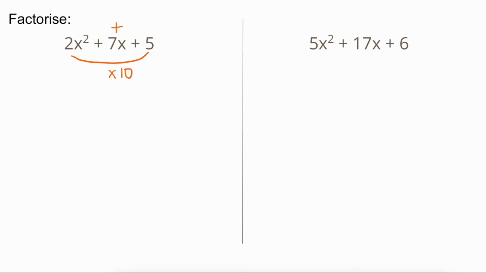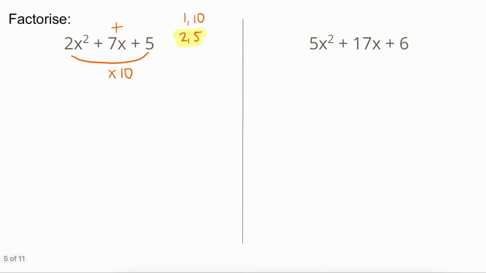So let's think of what those numbers could be. What multiplies to make 10? So we've got 1 and 10, 2 times 5, and then 5 times 2, 10 times 1. So what adds to make 7? It's these two here. It's 2 and 5. Okay, so 2 and 5 are what I'm going to use there.